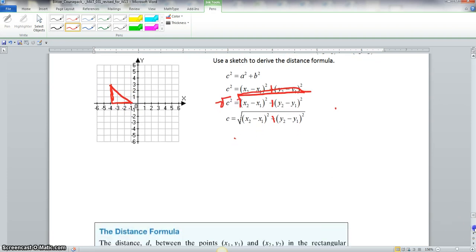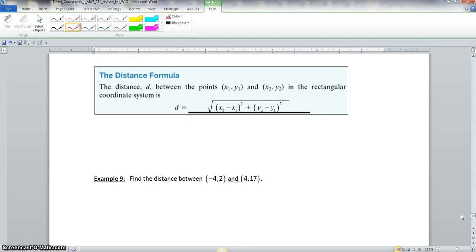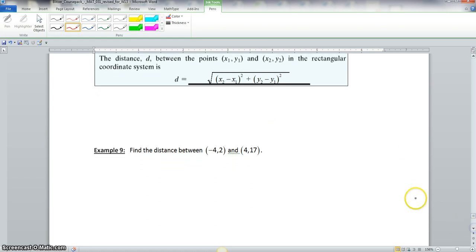Okay, now we scroll down here. I wrote the distance formula again, but this time we replace c with d, because that's what we use for the distance formula. d is equal to the square root of x sub 2 minus x sub 1 squared plus y sub 2 minus y sub 1 squared. Now we have this problem here where we could substitute. Now we have d is equal to the square root of parenthesis, we'll take x sub 2.